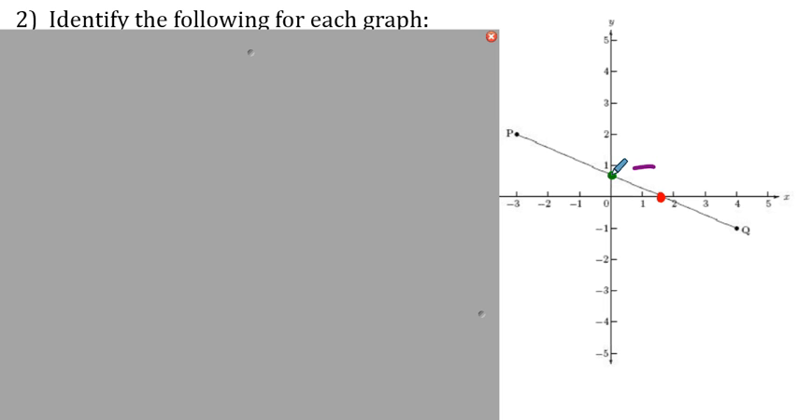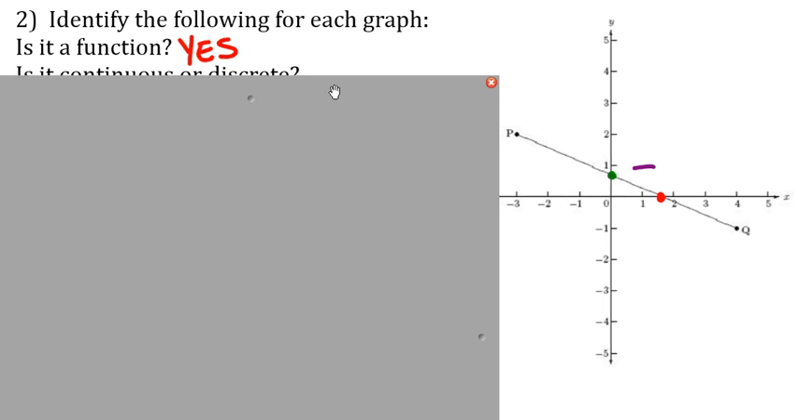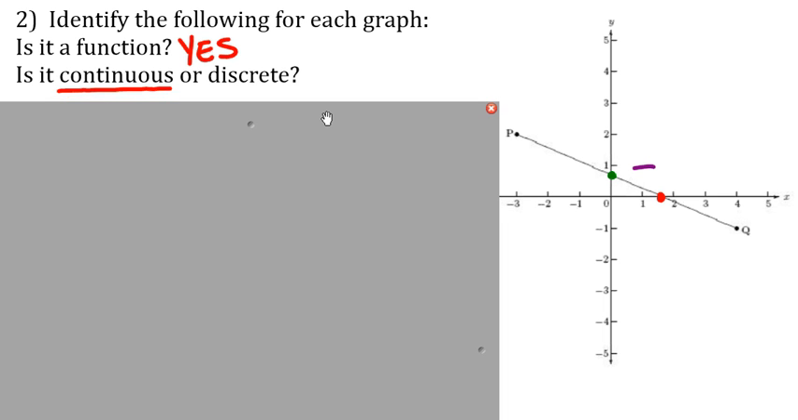First one was, is it a function? Does every input have one specific output? So as I look, it's a one-to-one relationship, or some of you are kind of thinking about that vertical line test. It's only touching our graph once, so yes, we've got a function. Is it continuous or discrete? Well, all the in-between values are being used, right? We can see that it's continuous, it's connected, so we would say that it's a continuous function.